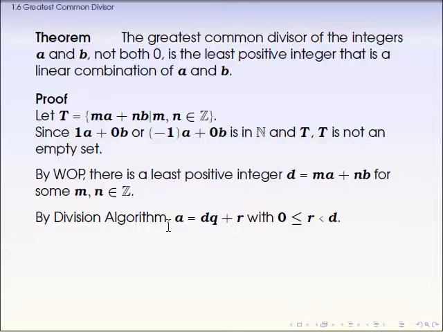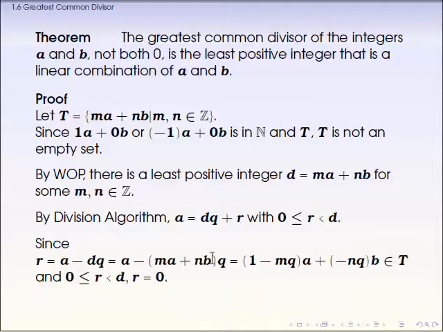Then by the division algorithm, if we divide the integer a by d, then it can be written as a equals dq plus r for certain unique integers q and r, with the condition that r must be between 0 and d, including 0. Okay, then we have two conditions right now.